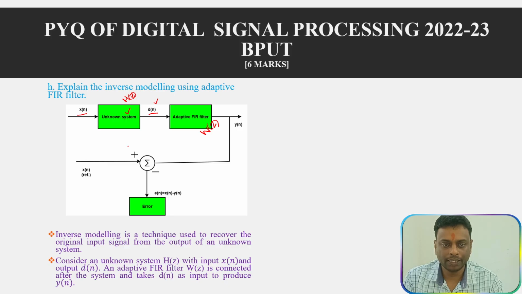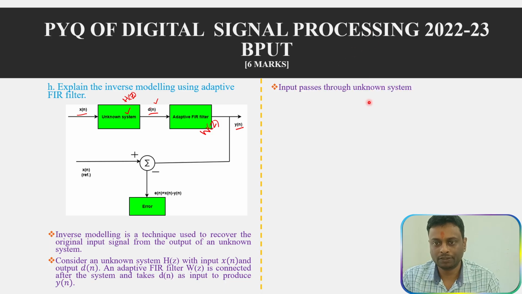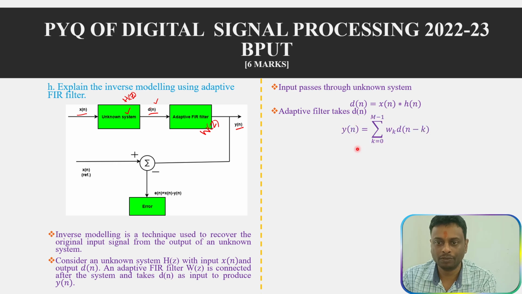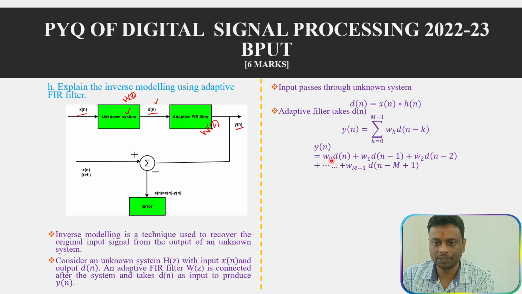It will take d of n as input and provide the output y of n. The input x of n passes to the unknown system, and the output of this unknown system is d of n, which is x of n convolved with h of n. The adaptive filter then takes d of n and provides the output y of n equal to the summation for k equal to 0 to M minus 1 of w of k into d of n minus k. This is the output of an adaptive FIR filter. You can put k equal to 0, 1 and so on, and you will get these equations.